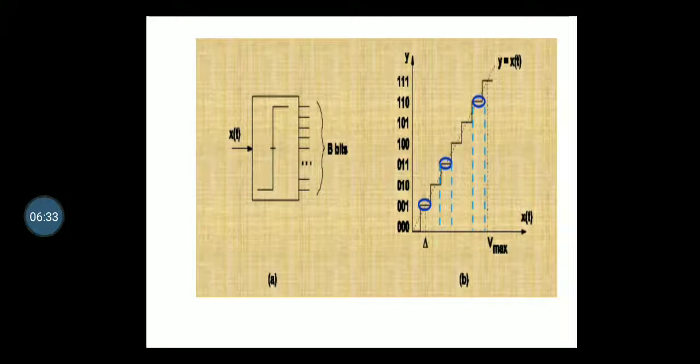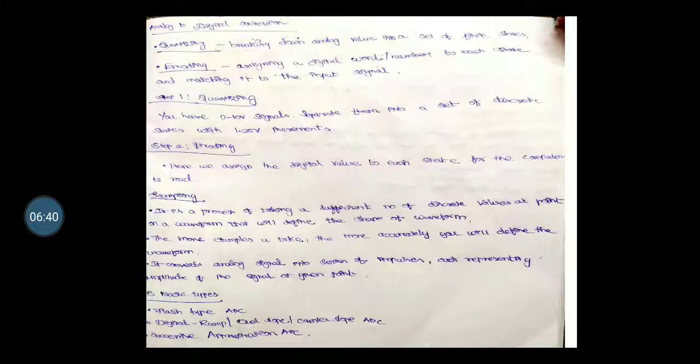Step 2, encoding. Here we assign a digital value to each state for the comparator to read. So here we have assigned the values 0, 0, 0, 0, 1, 0, 1, 0. So these are the values assigned to each state. Sampling.